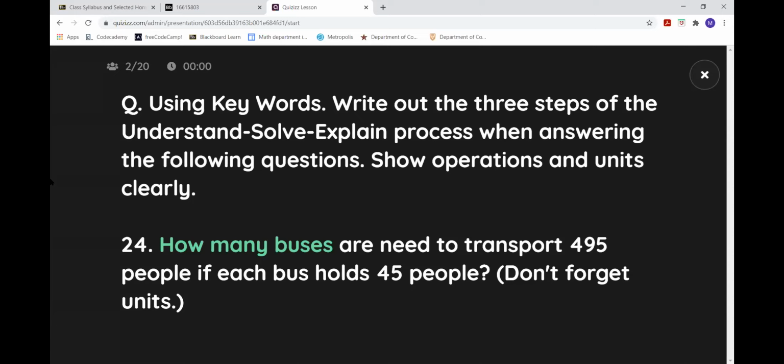And then explain. We're going to read, we're going to do some math, and then after you do some math, I don't just want a number. I want a number and some sort of explanation of what the number means. So there should always be some sort of explanation. Maybe not so much here, but this section is all about units. So on these problems, I'm going to be particular about the units that we're using. How many buses are needed to transport 495 people if each bus holds 45 people?